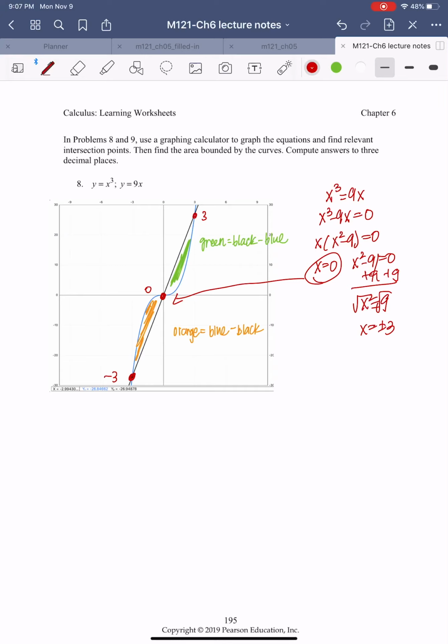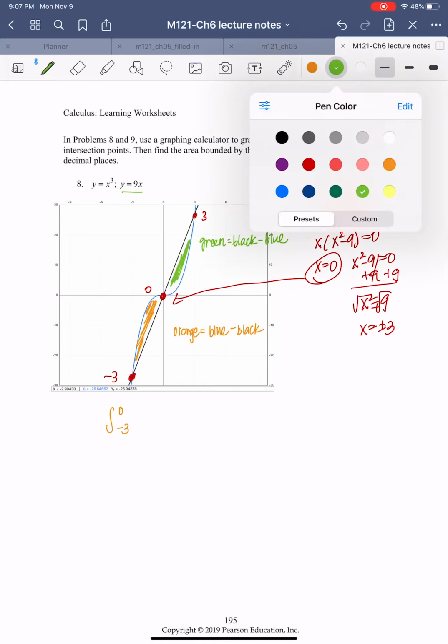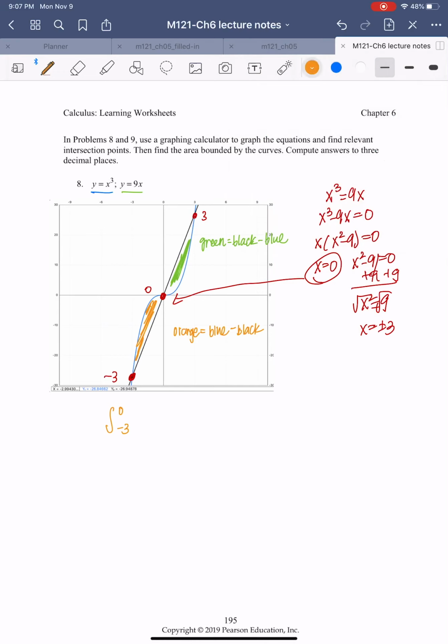So let's do the setup. My orange area will be negative 3 to 0. The blue curve was the x cubed, so I have x cubed minus 9x dx. Add them up with my green one. The green one starts from 0 to 3. The top curve is 9x minus the bottom curve, which is x cubed, dx. So that will be my entire area.